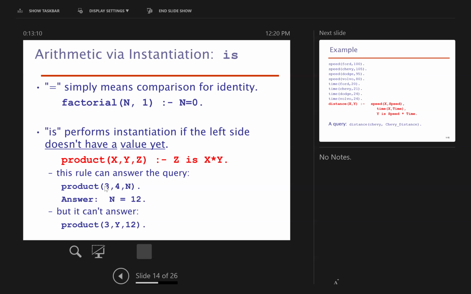Now we can see two examples. The second one will not work. Why? Because of the order. So 3, 4, and good. I'll do its product. So I'll multiply 3 times 4 and I'll give the result to n.